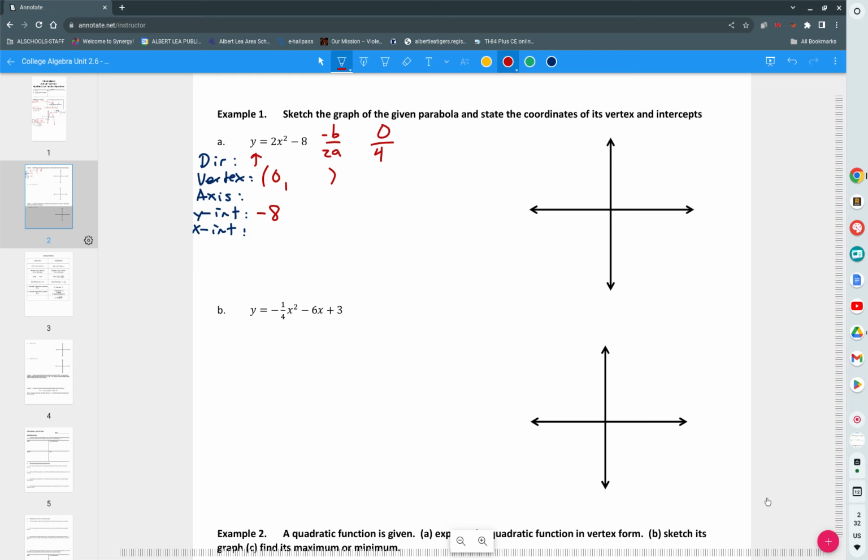How do you figure out the y value of the vertex? You plug it in. If we plug in 0, what is the output? Negative 8. All right. I have a vertex. Is that going to be the lowest point on the graph or the highest point on the graph? The lowest point on the graph, because its direction is up. So I'm going to make a sketch here. I'm going to do an 8 by 8 graph.